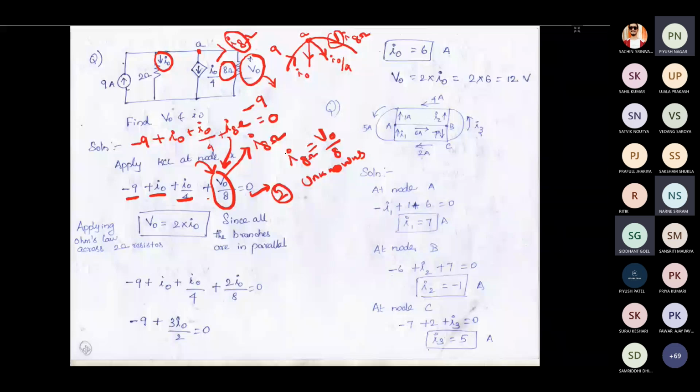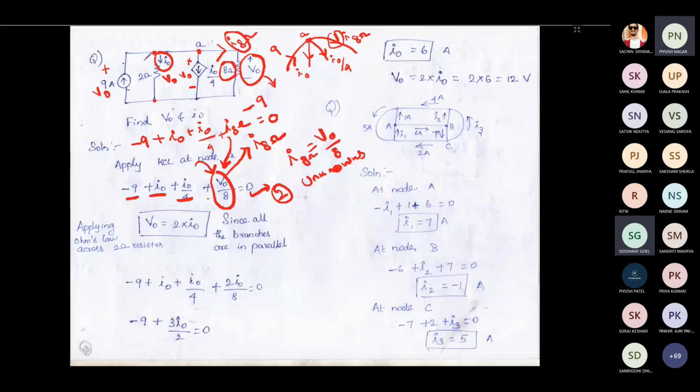Here these are parallel elements, as we have already discussed. Both the top terminals and the bottom terminals are connected together, so all the elements are in parallel here. In all parallel elements, the voltage across the elements is the same. So if the voltage across this 8 ohm resistor is V naught, obviously the voltage across this 2 ohm resistor is also V naught. The voltage across this current source is also V naught.